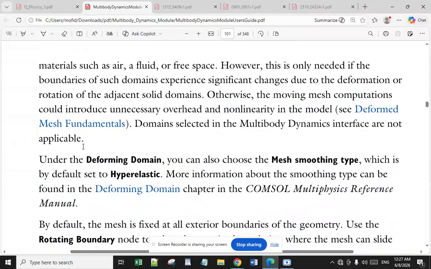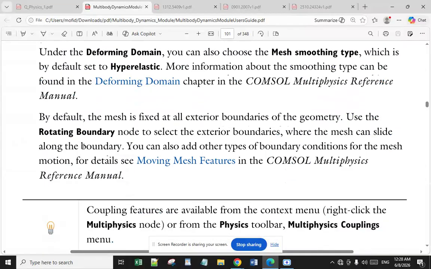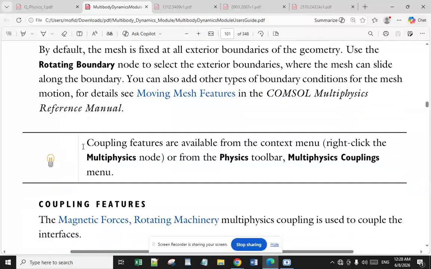See the Moving Mesh fundamentals. Domains selected in the Multibody Dynamics interface are not applicable under the Deforming Domain. You can also choose the mesh smoothing type, which is by default set to hyperelastic. More information about the smoothing type can be found in the Deforming Domain chapter in the COMSOL Multiphysics Reference Manual. By default, the mesh is fixed at all exterior boundaries of the geometry.